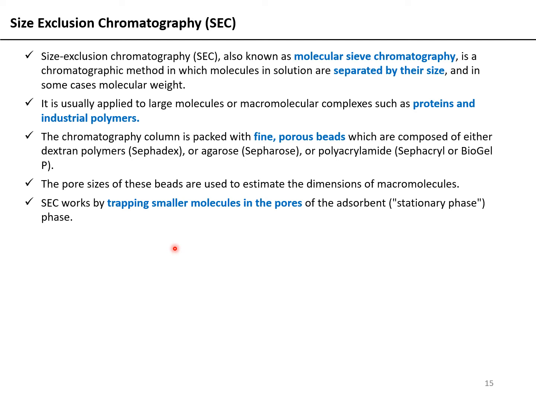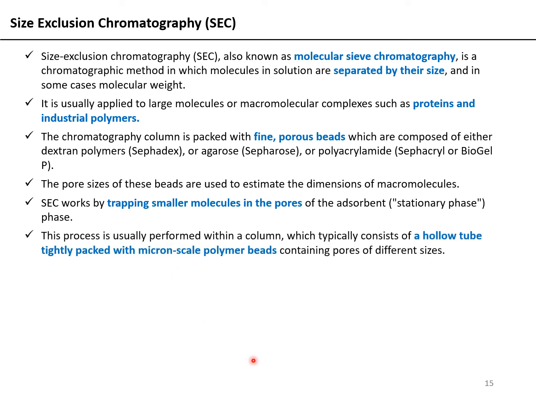So larger molecules, because they take a shorter time to pass through the column, will elute first. Smaller molecules, because they take this longer route, take a longer time, and therefore they elute later when performing size exclusion chromatography.